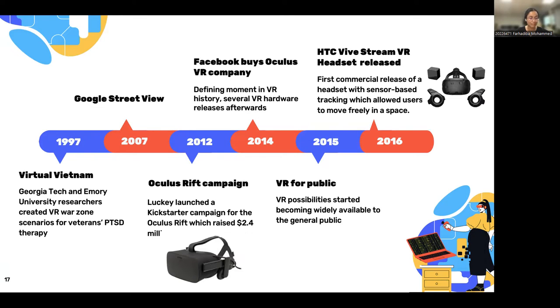1 year later, in 2016, you have to imagine that so far there is a lot of virtual reality hardware being developed, but the haptic interfaces are still underdeveloped. Most of them have controllers and everything, but we're still struggling to actually realize the haptic sensors. In 2016, the HTC Vive virtual reality headset was released, which was considered the first commercial release of a headset with sensor-based tracking, which allowed users to move freely in space.